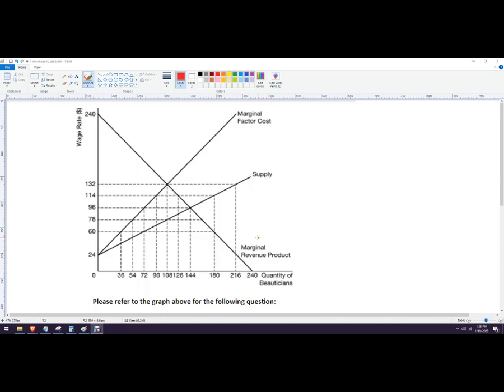Let's do an AP practice question from the AP Micro exam. This is a graph of a monopsony. How do I know that? Well, I've got supply and demand, and then I've got this marginal factor cost.